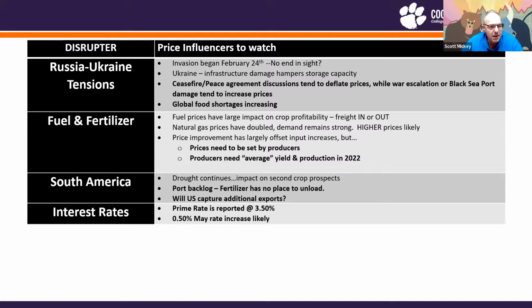We're approaching 2 months now since the invasion began back in February, and from what I read, there's really not an end in sight. Ukraine has suffered quite a bit of infrastructure damage, and even though their wheat crop has been diminished because of the war, the damage to storage and other infrastructure probably means that Ukraine does not have enough storage capacity for the production that they do have.